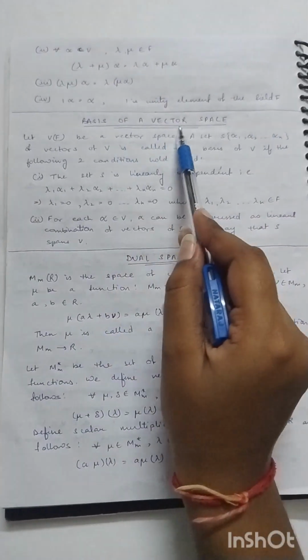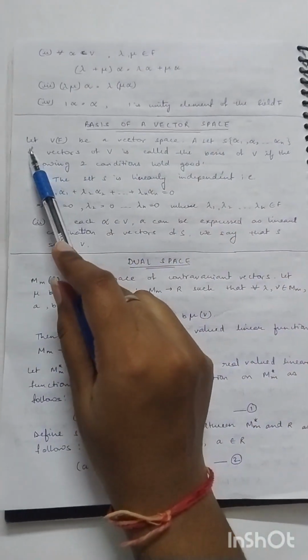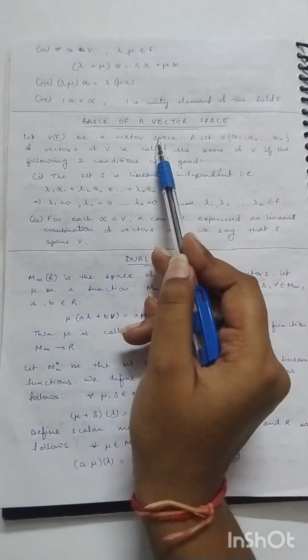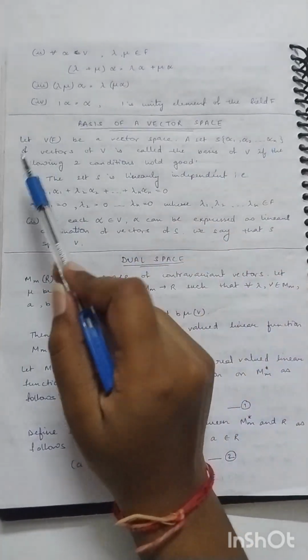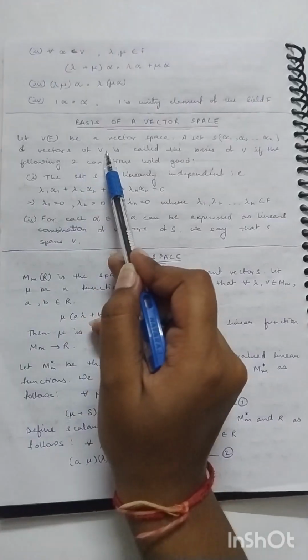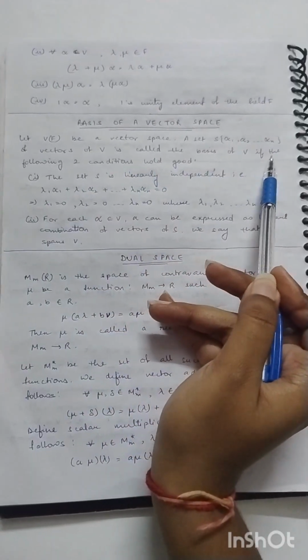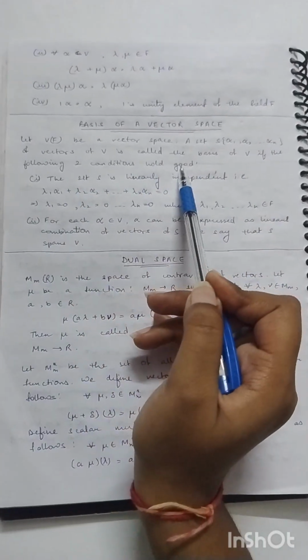Now basis of vector space. So let V over F be a vector space, a set S equals alpha 1, alpha 2 to alpha n of vectors of V is called the basis of V if the following two conditions hold good.